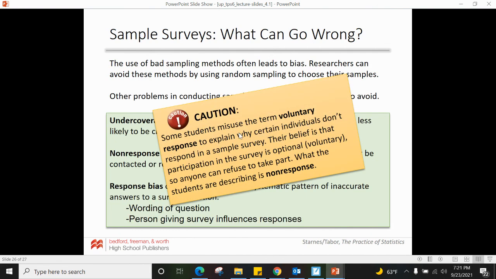Precaution. Some students misuse the term voluntary response to explain why certain individuals don't respond in a sample survey. Their belief is that participation in the survey is optional or voluntary, so anyone can refuse to take part. What the students are describing is non-response. So if you've already been selected for the sample and choose not to respond, that's non-response. If you choose to respond to a survey, before any survey occurs, like you seek out the survey, that's voluntary response. So that's the difference. If you seek out being part of the survey, that's voluntary response. If you were selected for the survey and choose not to respond, that's non-response.